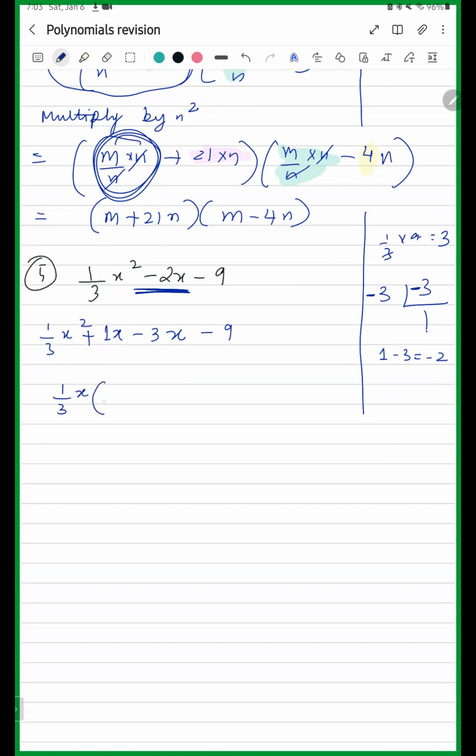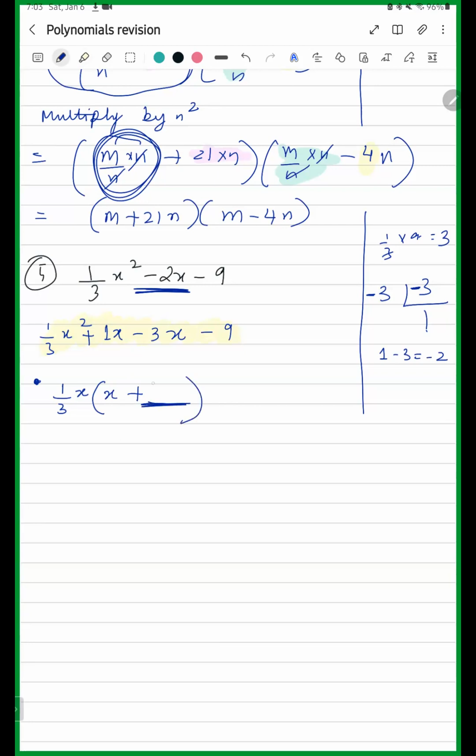See, there are two ways of doing this. The first way I'll show you over here. The second way we'll do it after this. Okay. So this is our polynomial. 1 by 3x you can take as common from here. You're left with x plus. Now what should I write here? If you take 1 by 3 away, that means you have to multiply it with 3, right? Because if you multiply 1 by 3x with 3, you will get just 1x, which we want over here.